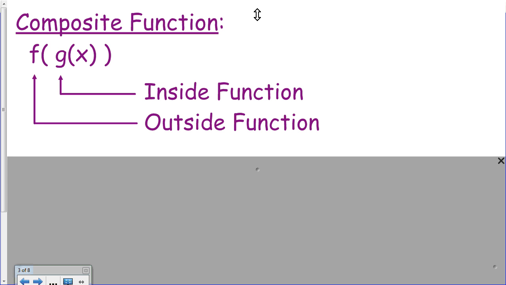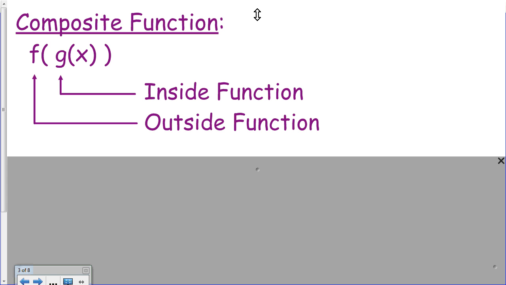And the terminology that we use is pretty straightforward, actually, to describe the parts of this composite function. You have what we call the inside function, called that because, of course, it's the function that's on the inside here. And you have what's called your outside function, which would be function f. Function g is the inside, function f is the outside.